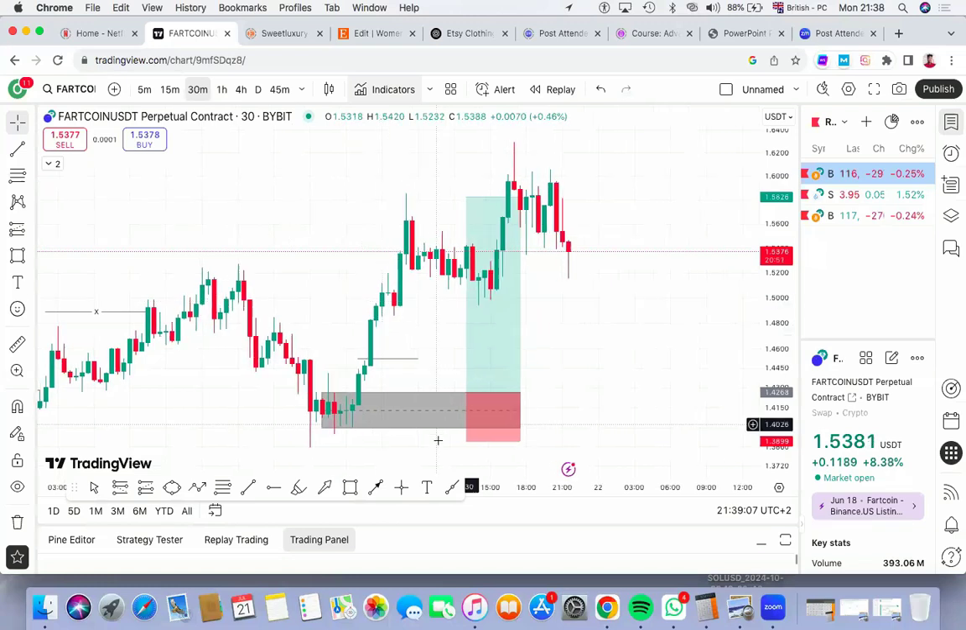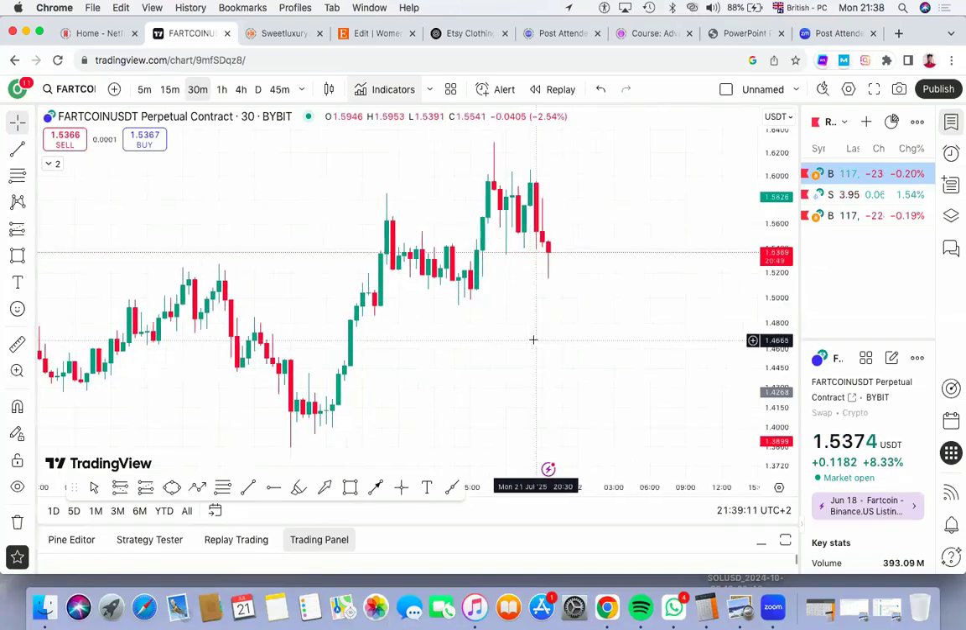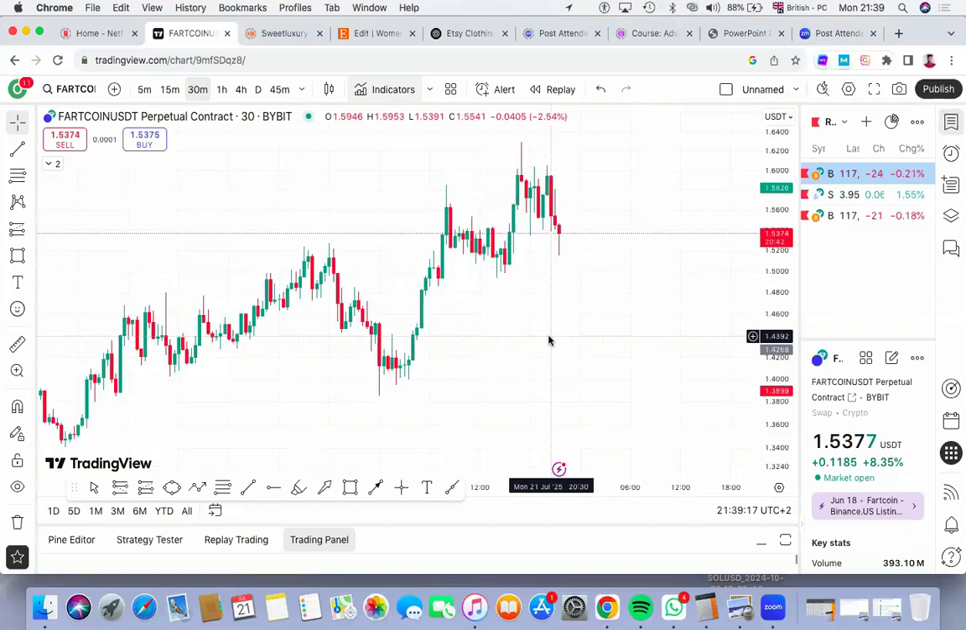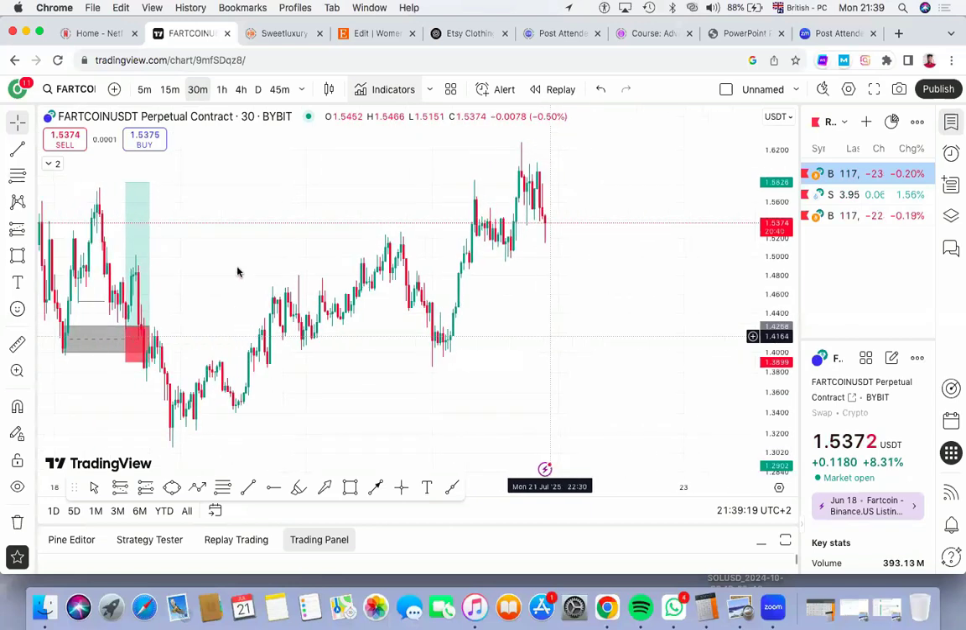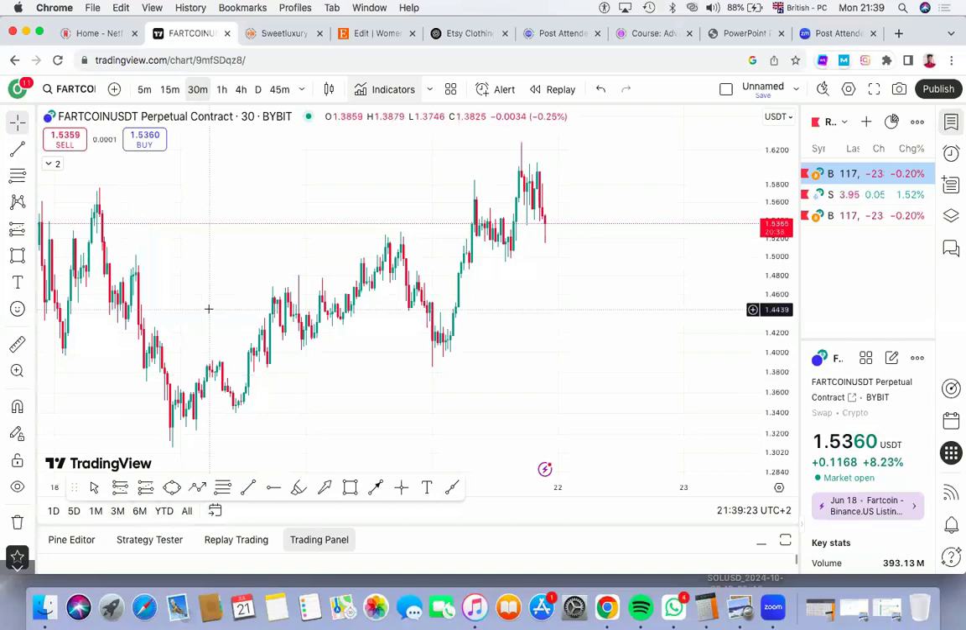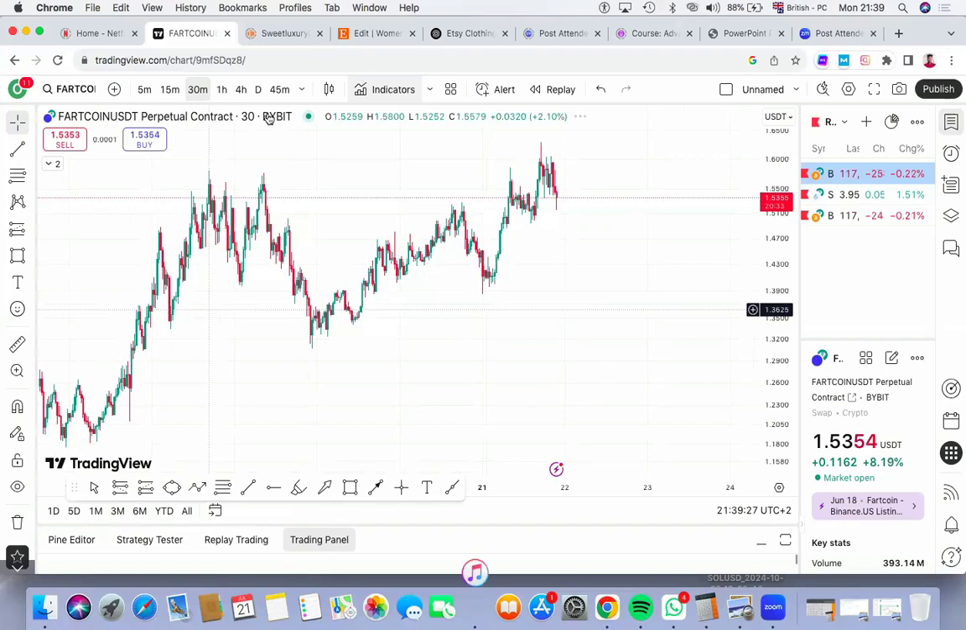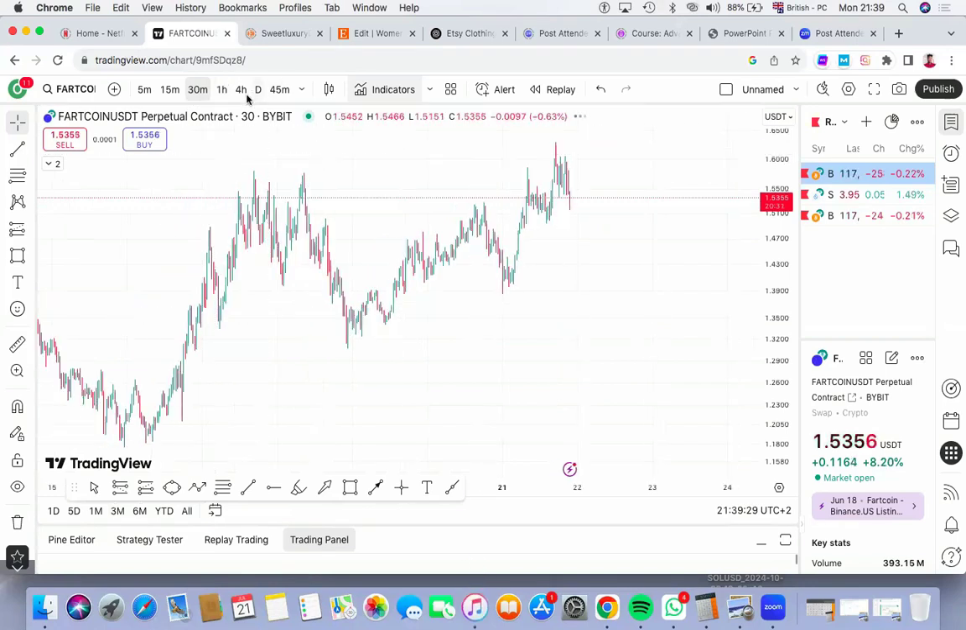So for example, we have a coin over here on my screen already. Let me just delete the drawings. So the last time we spoke about market structure, and I'll do the same thing here.